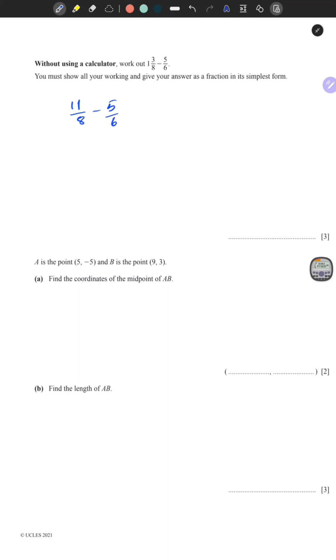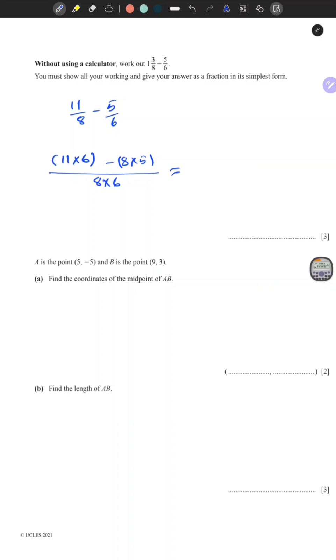Alright, if I'm dealing with addition and subtraction type of fractions, I need to cross multiply and then multiply the denominators of the two fractions together. So that will be equal to 11 times 6, take away 8 times 5, over 8 times 6. Okay, you have to be good with times tables since we're not going to use a calculator here.